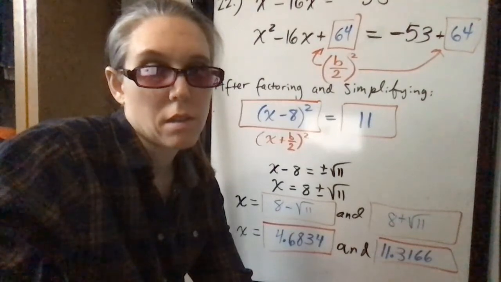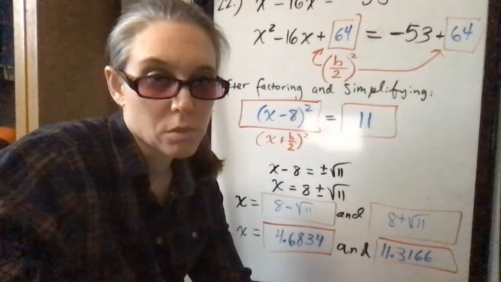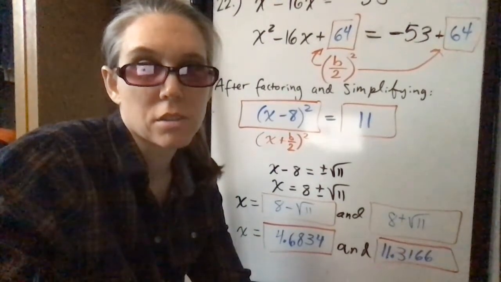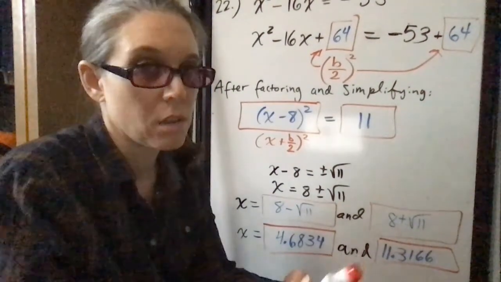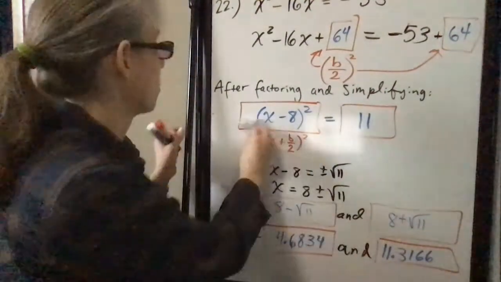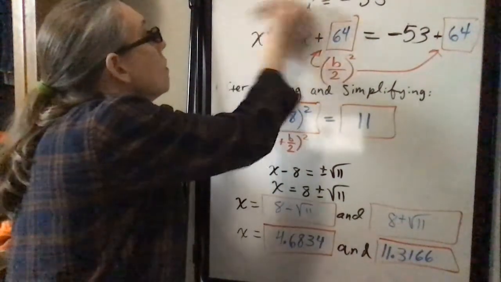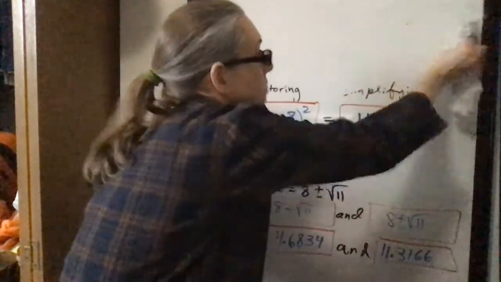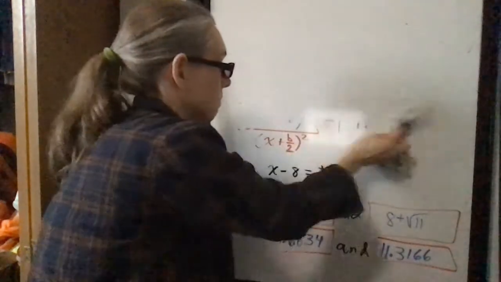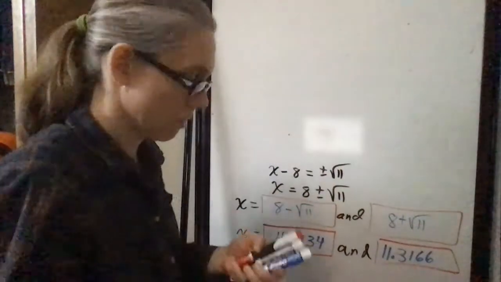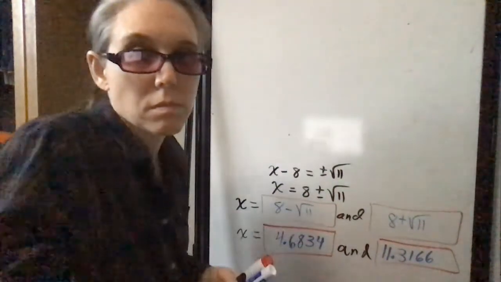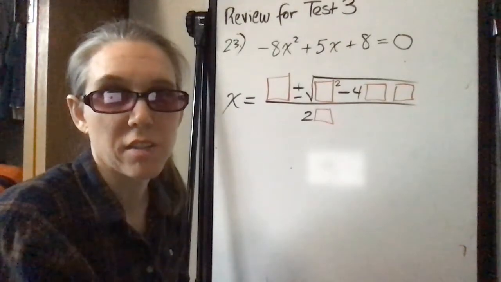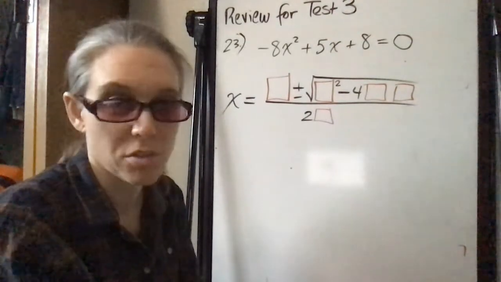Alright, that was problem number 22. Now, for problem number 23, you don't have to show your work because you're just plugging in the values to the quadratic formula. For this question, you just need to plug in the values of A, B, and C into the quadratic formula.